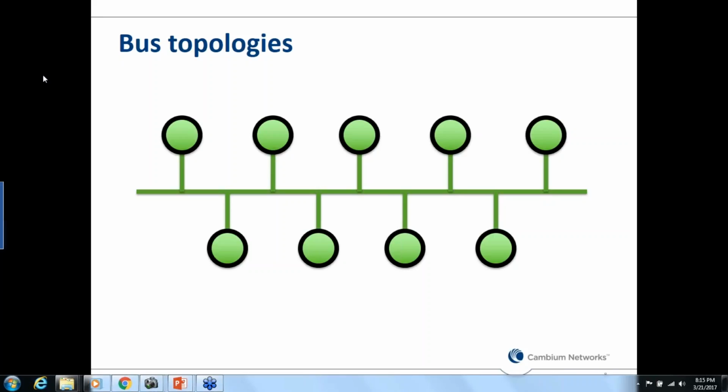Yeah, there is one follow-up question to that. One person is asking, can you give one example of where you would commonly find a bus topology today?